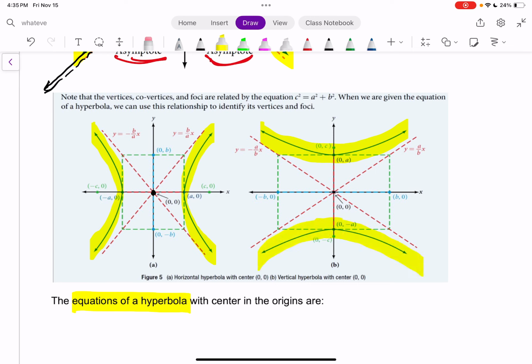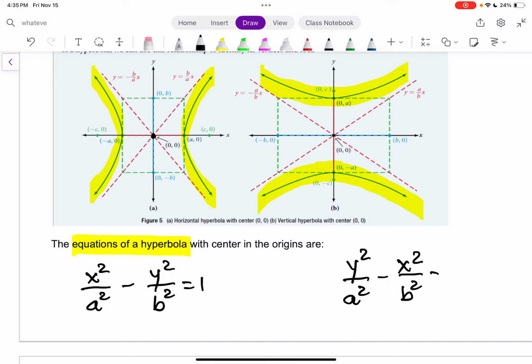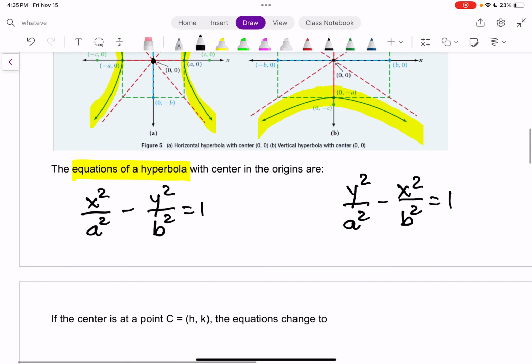So what's the difference between these equations? The equations are very similar to the equations of an ellipse, except that, remember how we got started, the difference between the distances from two given points is constant, whereas in an ellipse we had the sum of the distances being constant. So in a hyperbola, we will have a minus sign instead of a plus sign.